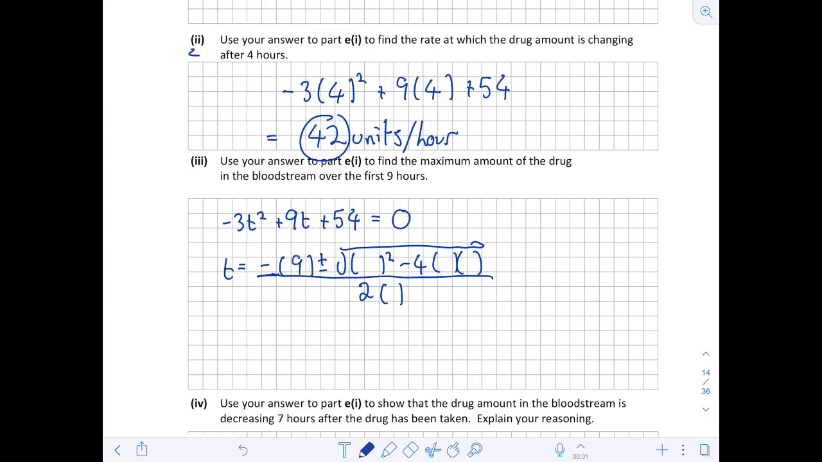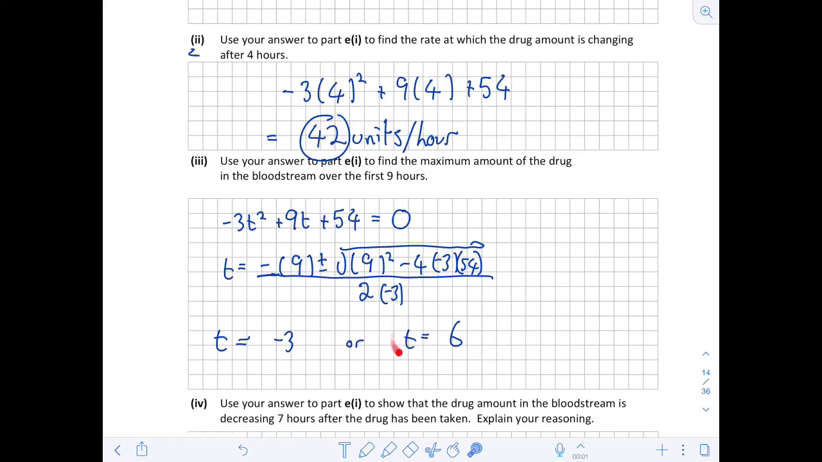So that's going to be b, which is 9, 9 minus 3, 54 minus 3. So t is going to equal 3, or t is equal to 6. So we want between 0 hours and 9 hours for this thing here. So we're going to accept this as our answer.